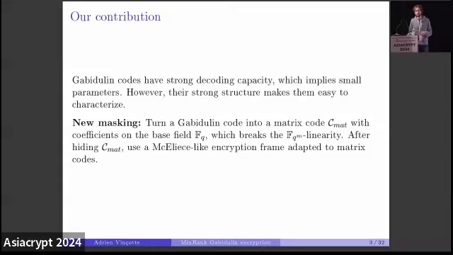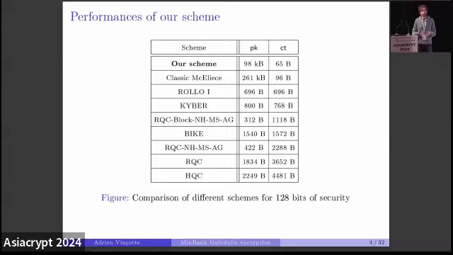So our idea is to take a vector code, a Gabidulin vector code, and to turn it into a matrix code, which is just F_q linear. So we break the F_{q^m} linearity, which makes the Overbeck attack and all the efficient attacks completely inefficient. So it results in a very efficient scheme with a very small ciphertext, even smaller than the classic McEliece, which has been proposed to the NIST, and also a smaller public key. And we have a smaller ciphertext than all the main propositions to the NIST.